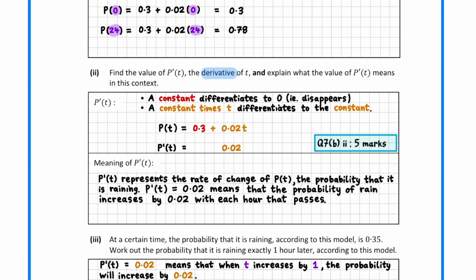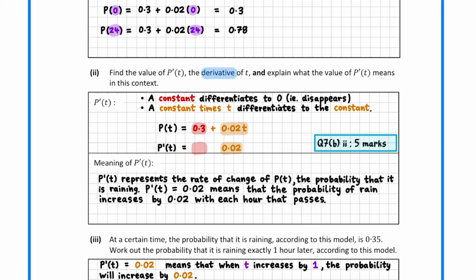In part 2, we must find the derivative of p of t and explain what this derivative represents. The definition of p of t has two components, a 0.3 and a 0.02t. Each of these can be differentiated individually. A constant differentiates to 0, so the 0.3 simply disappears. A constant times t differentiates to the constant, so 0.02t differentiates to 0.02.